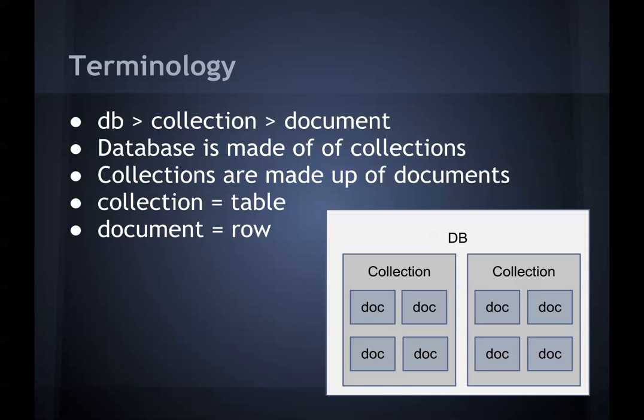Terminology. Some of the things you'll hear me talk about throughout this presentation are database, collection, documents. A database is made up of many collections. A collection is made up of many documents. You can think of collections kind of as a table, and you can think of a document like a row on steroids, and everything that you ever wanted to do with a row in a traditional relational database you can basically do in its document storage.